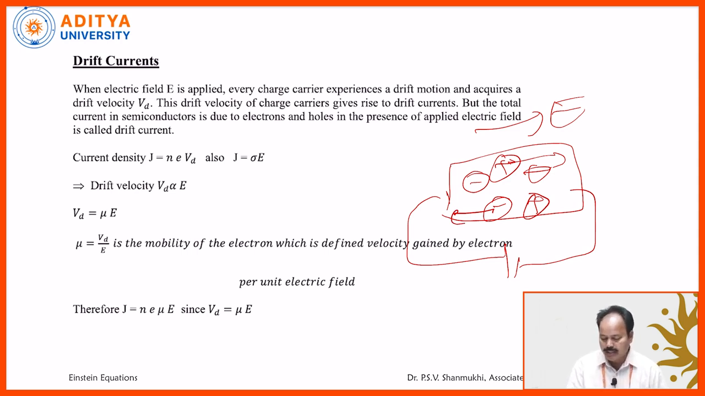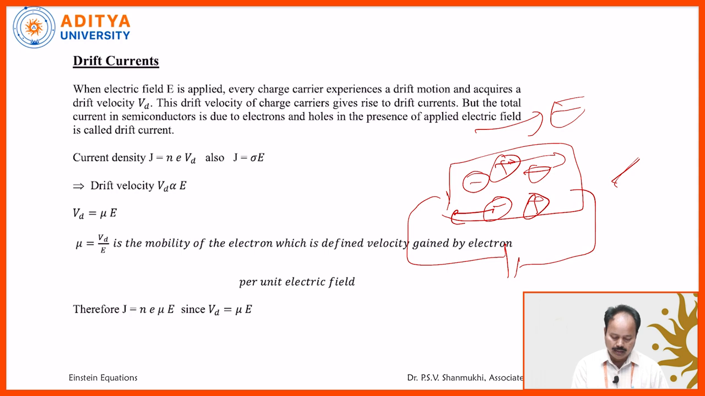In the presence of an electric field, the charge carriers will have some velocity that is known as drift velocity, and the corresponding current is called drift current, and the corresponding current density is called drift current density. That means drift currents are the currents produced by charge carriers, having some mobility, in the presence of an applied electric field. Those currents are called drift currents, and the corresponding current densities are called drift current densities.